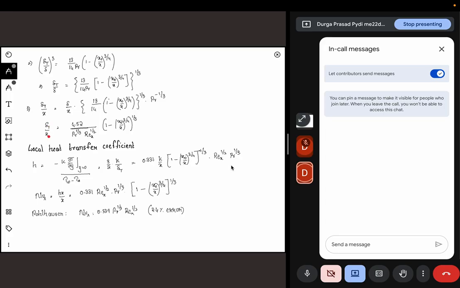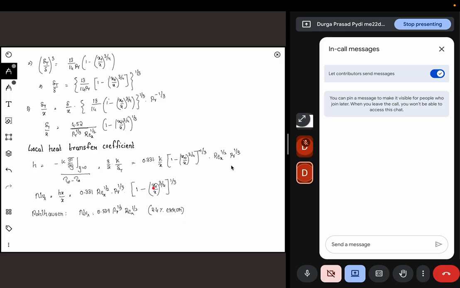Once I obtain the value of delta T, the next thing is to calculate the local heat transfer coefficient, Nusselt number, heat flux, etc. The heat transfer coefficient is minus k del T by del y, which is basically q double prime by Tw minus T infinity. So this will give me 3 by 2 k by delta T. Delta T is something that I already know from here, if I substitute that back, this is the equation I'm getting.